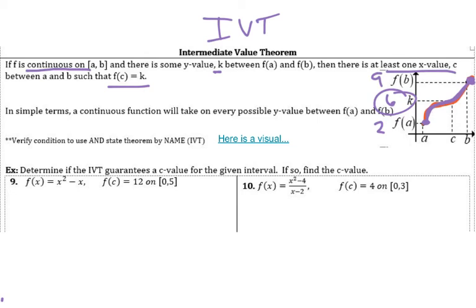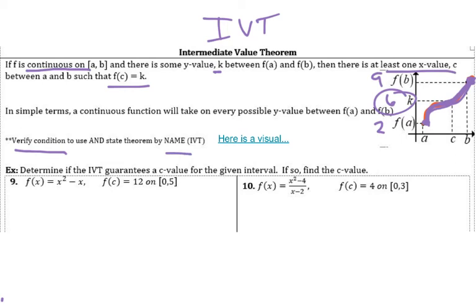You'll notice it says at least once because it's possible that maybe we have a function that's doing some sort of odd things and maybe it crosses more than once. But this theorem is telling us if we have a continuous function on a closed interval, every value between those two y values will be covered at some point. So when you are using IVT, you need to make sure that you are always verifying that condition, that it's continuous on the closed interval, and you need to make sure that you state IVT by name.